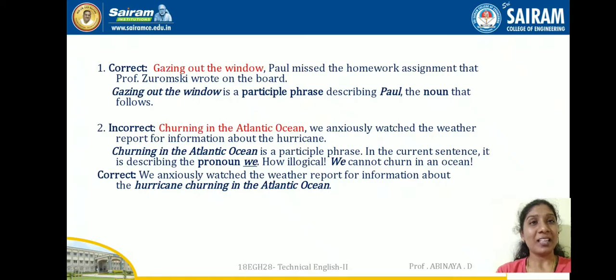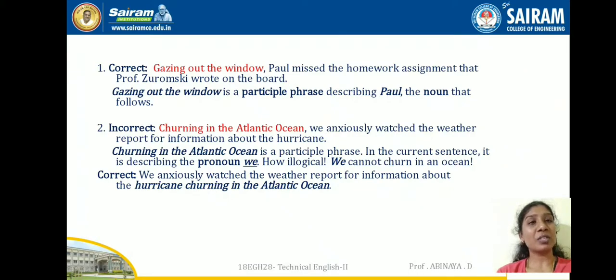So in the previous sentence, gazing out the window, being near, modifies the next word, Paul. Usually modifiers modify the nearest word. So, gazing out the window, Paul missed. The person who is gazing out the window is Paul, so he is missing the homework. Churning in the Atlantic Ocean, we anxiously watched. Are we churning in the Atlantic Ocean? A human cannot churn in the Atlantic Ocean.